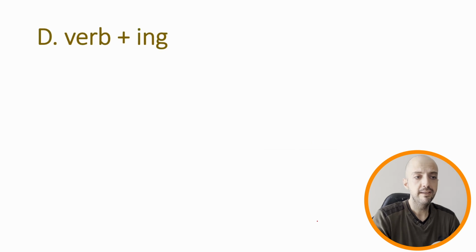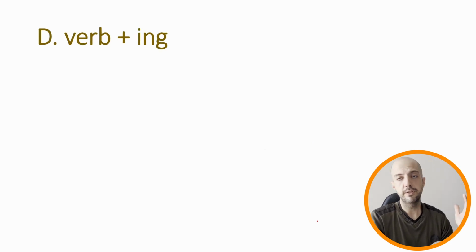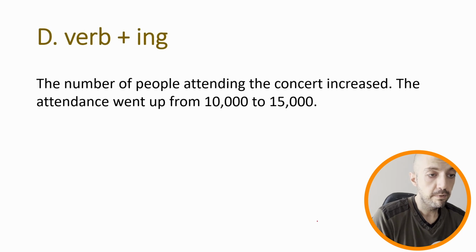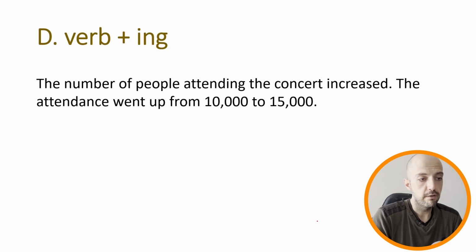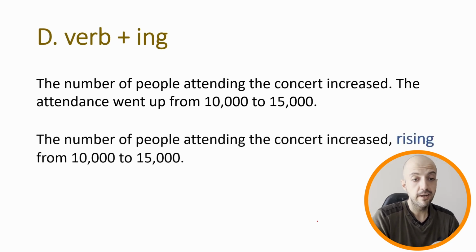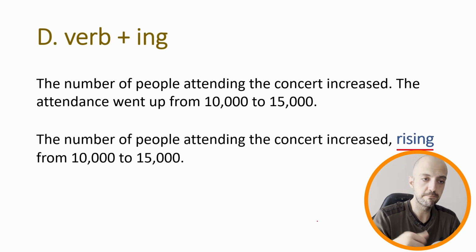Number 4, this is quite similar to the previous one, but this is just ing verb. The number of people attending the concert increased. The attendance went up from 10,000 to 15,000. The number of people attending the concert increased, rising from 10,000 to 15,000.